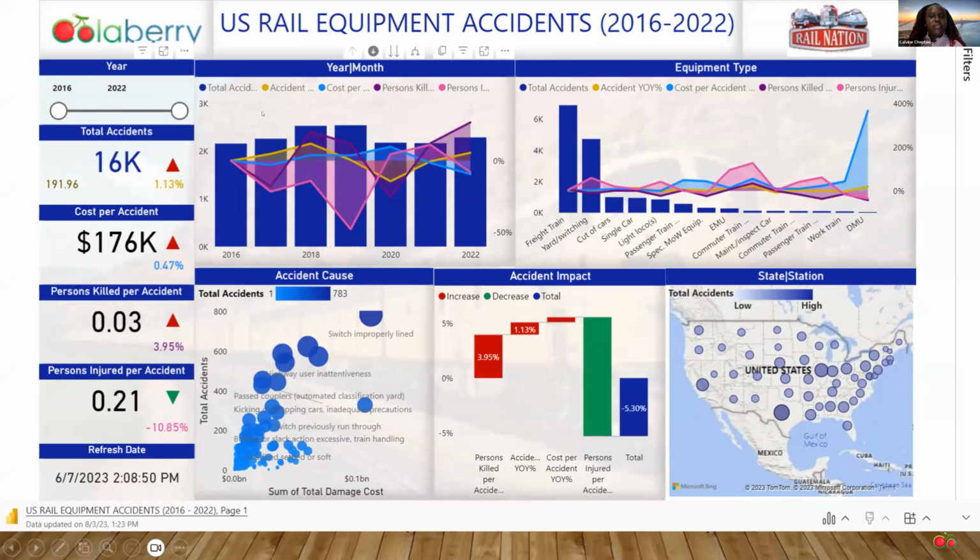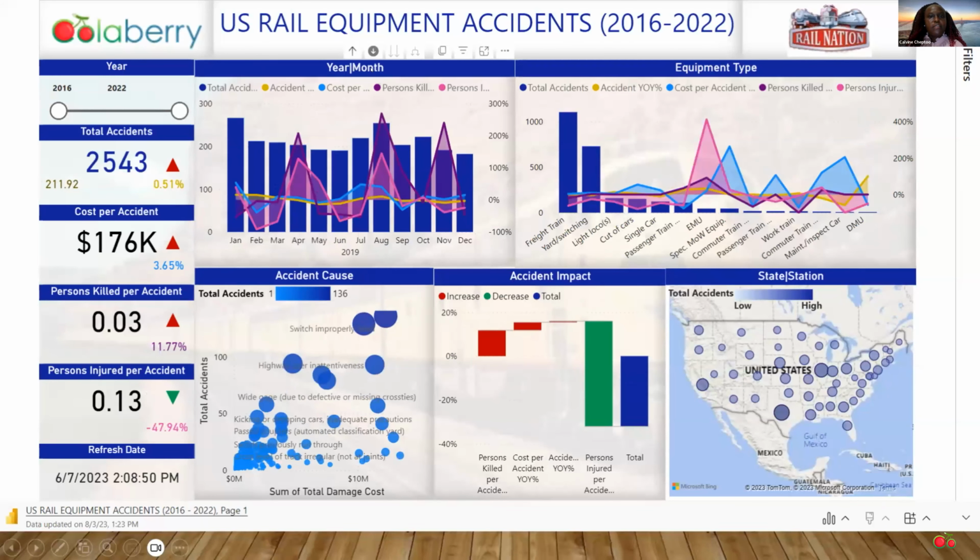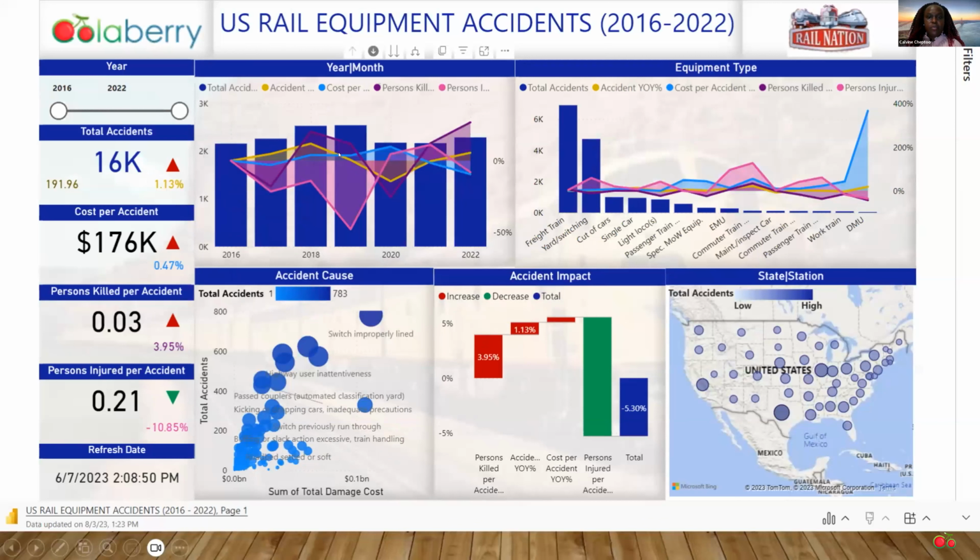So the first chart represents accidents by year with ability to drill down to the month. And as you can see, with the trend of accidents, the accidents increased from 2016 to 2019, and then decreased in 2020, then increased again from 2020 to 2022. The lines here represent the year-over-year percentage KPIs.